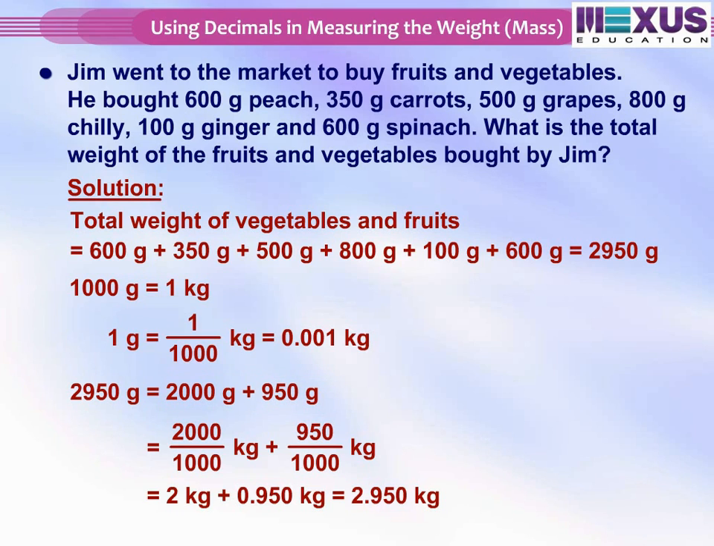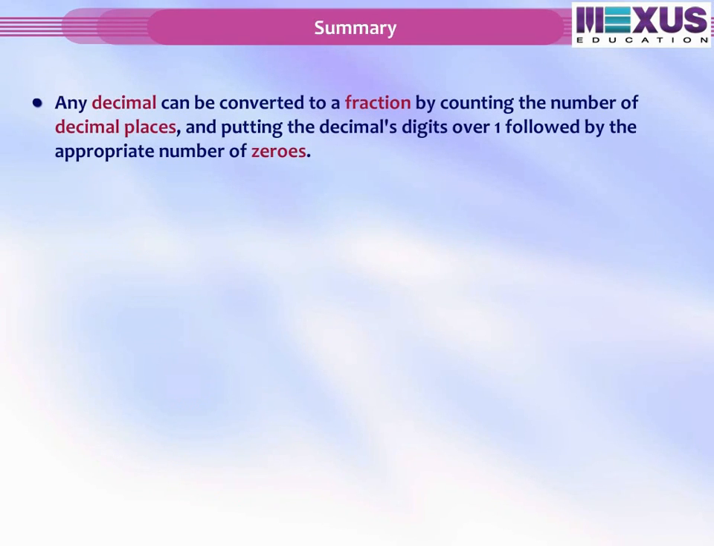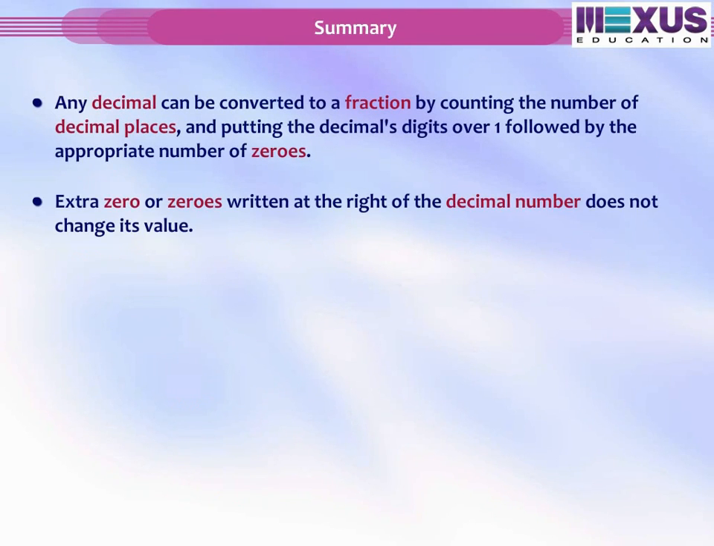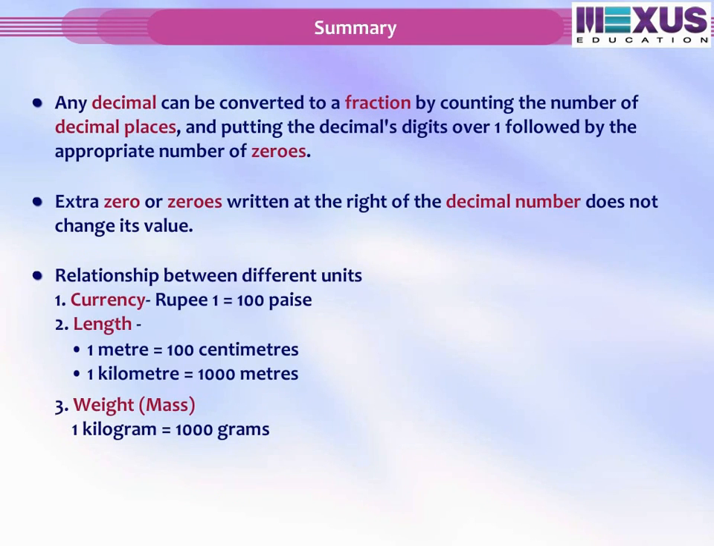Thus, 2950 grams is equal to 2000 grams plus 950 grams. So, to convert into kilogram, we will show it as 2000 by 1000 kilograms plus 950 by 1000 kilograms, which is equal to 2 kilograms plus 0.950 kilogram, which is equal to 2.950 kilograms. Let us revise all that we learned in this module on using of decimal number.